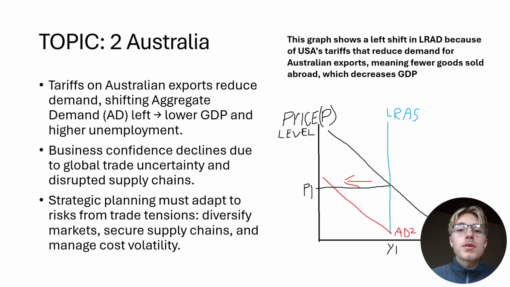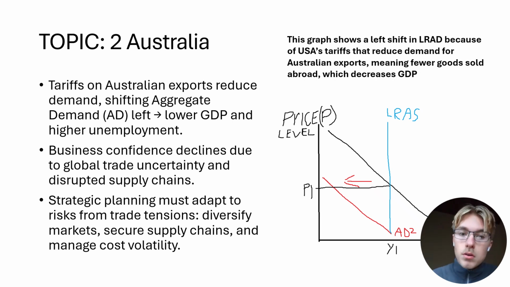Using the aggregate demand and aggregate supply model, we can effectively see a fall in export demand, which shifts the aggregate demand leftward, as you can see on the graph there, which my face is actually partially blocking. Hopefully you can see that. What this does is lead to a lower GDP and higher unemployment in the short run. This can impact business confidence and investment decisions across the entire Australian economy.